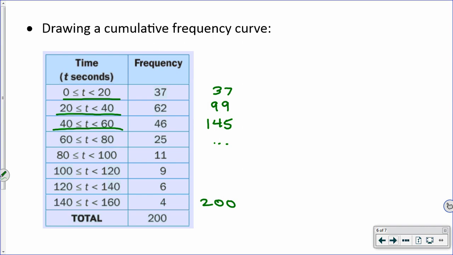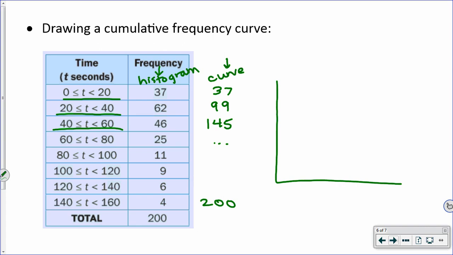And then you plot these not as bar graphs that go up to 37 and up to 99 and up to 145. That's how you would plot frequency. Okay, so frequency you plot as a bar graph called a histogram. But for cumulative frequency, you make a curve by basically plotting points and then connecting them.